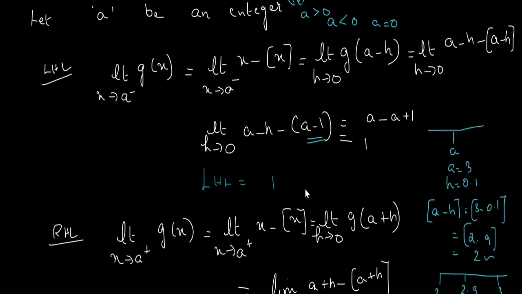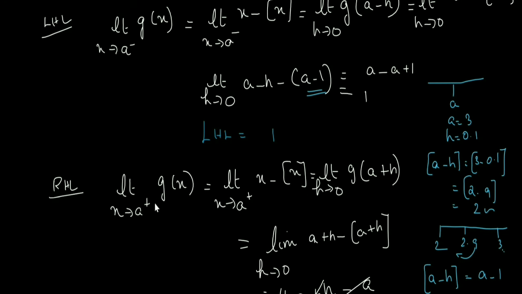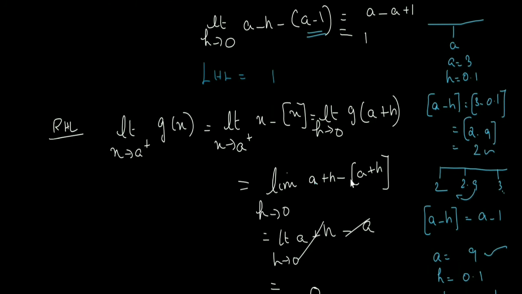Now we will see the right hand limit. Limit x tends to a, g of x. The function is x minus the greatest integer of x. So we have to replace x by a plus h. So a plus h minus the greatest integer of a plus h, with h tending to 0.